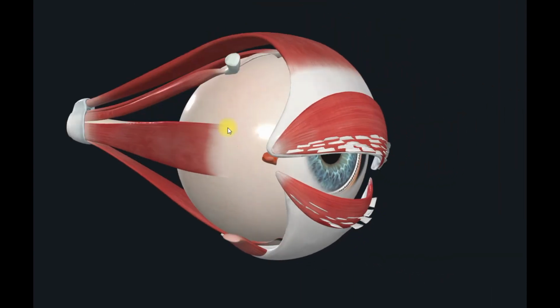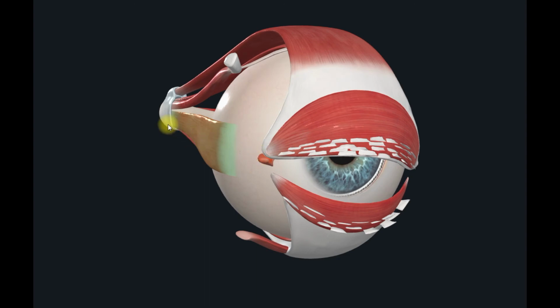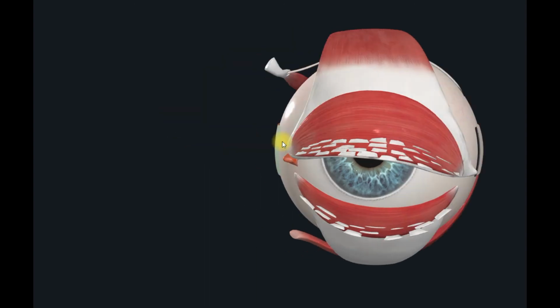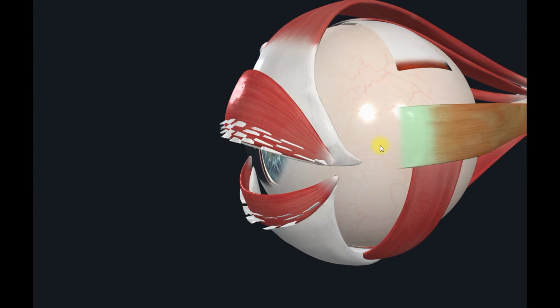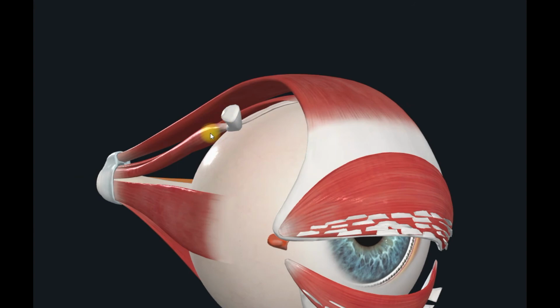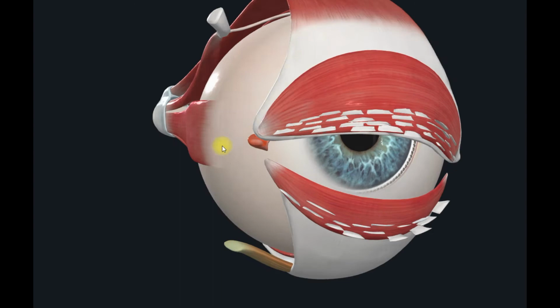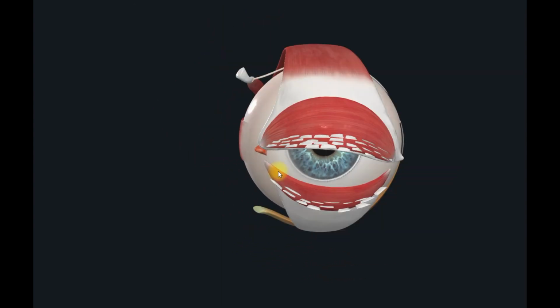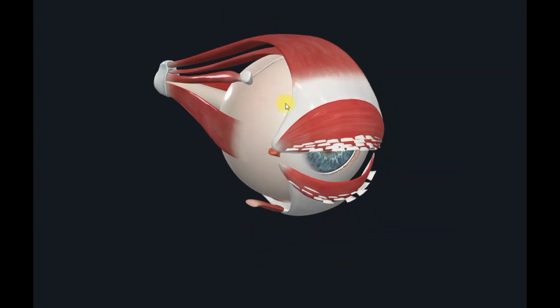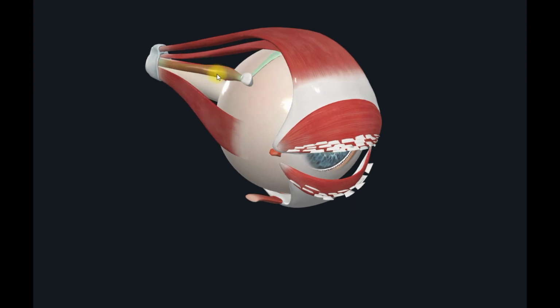All these muscles pull the eye. The rectus muscles pull the eye to the same side, so the medial rectus pulls the eye to the medial aspect, and the lateral rectus is responsible for the abduction of the eye. And the last ones are the superior and inferior oblique muscles, which pull the eye to the opposite side. For example, the superior oblique muscle will depress the eye and is responsible for looking down.